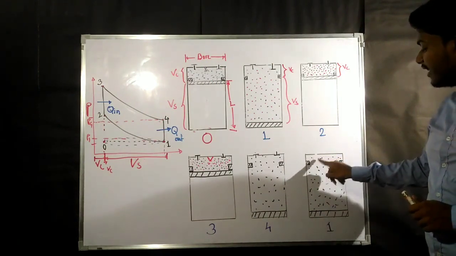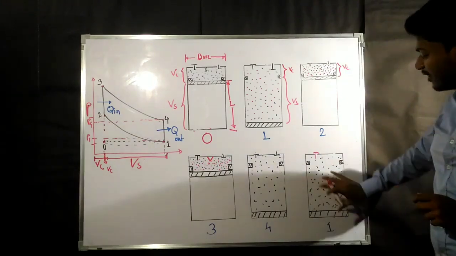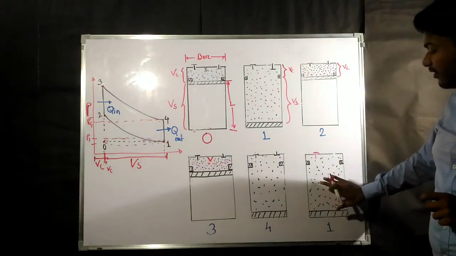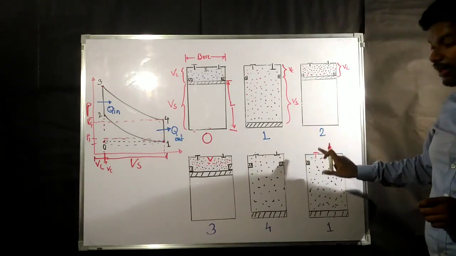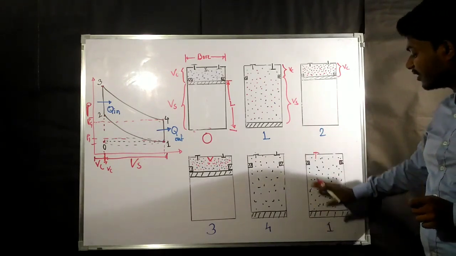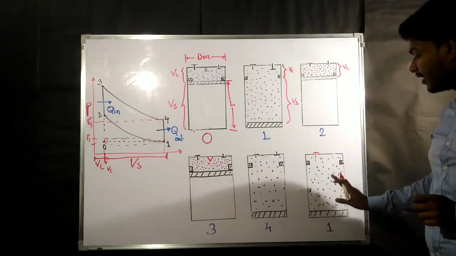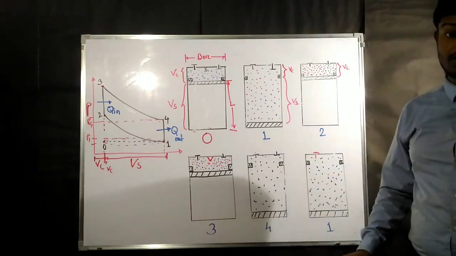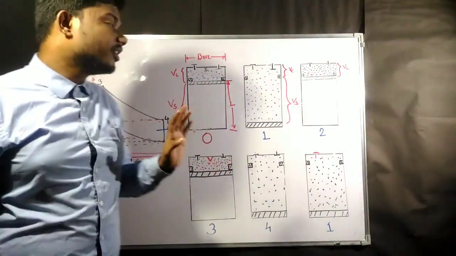And whatever the exit valve is there, the pressure inside is going to help us move this exhaust valve, and whatever the exhaust particles are there, they are going to go out through this exhaust valve. So what are the basic processes?